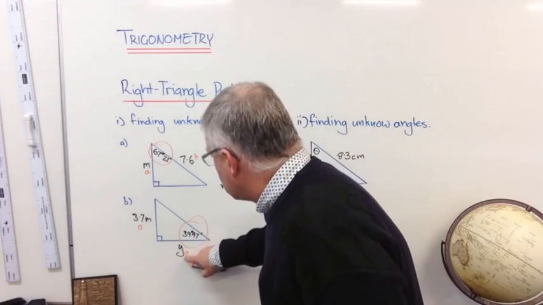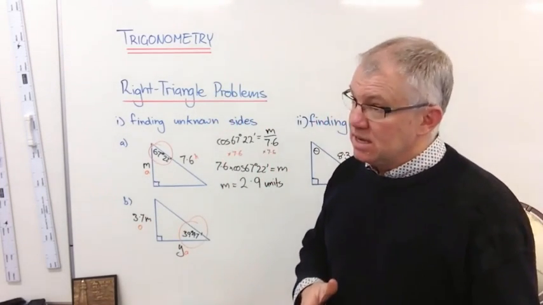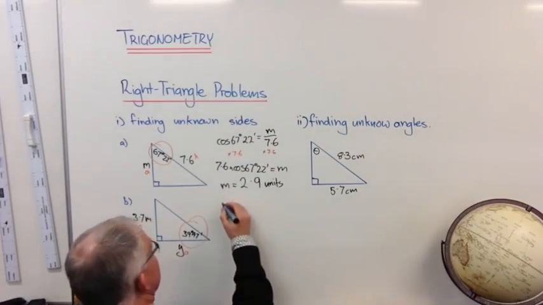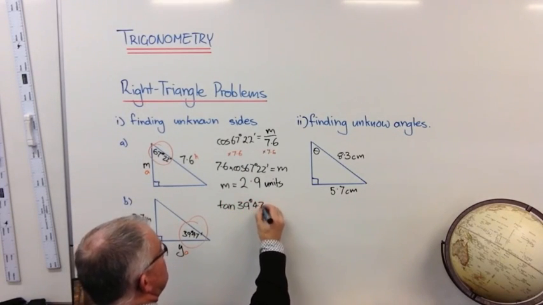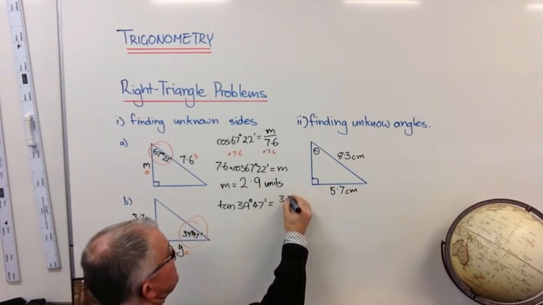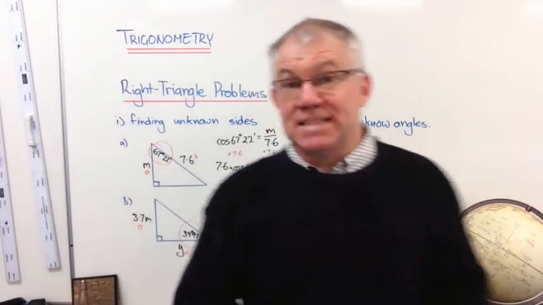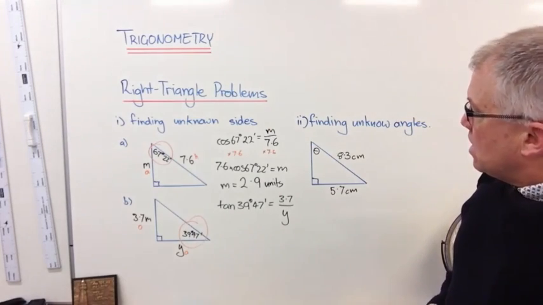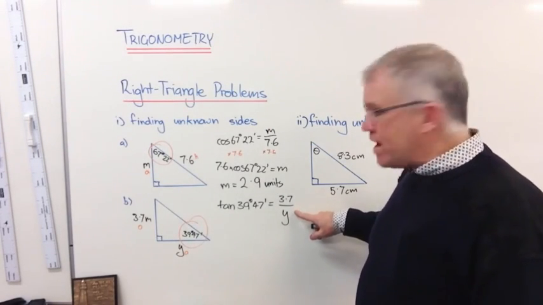And the ratio that uses opposite and adjacent is, correct, the tan ratio. So we write down tan 39 degrees and 47 minutes is equal to the opposite, which is 3.7, over the adjacent, which is y. Now here's the thing that makes this a little bit different to the first one: the thing that we're looking for here is in the denominator of the fraction.